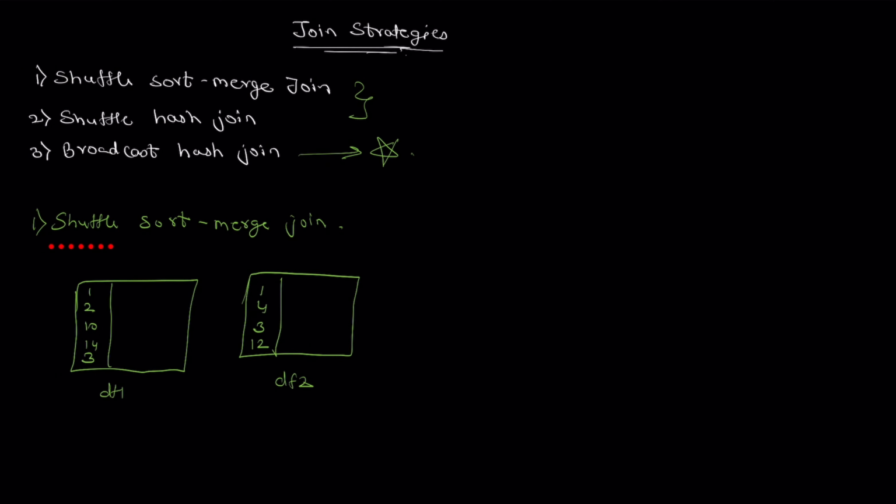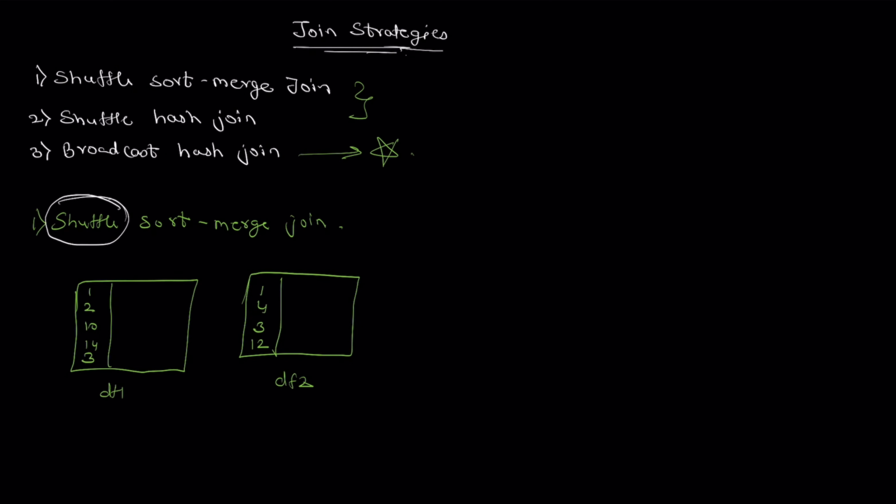We have seen how shuffling occurs in the previous video, so we won't be discussing that in this video. To understand shuffling, I would highly recommend to watch our previous video. If you want, I can give the link of our previous video, that is how join works internally in Spark, in the description. So let's assume that after the shuffling, we have these two partitions.